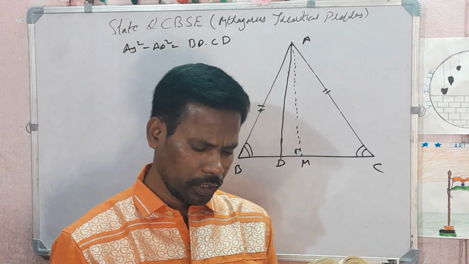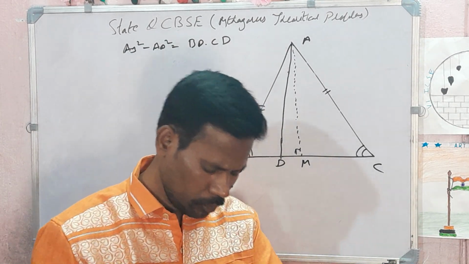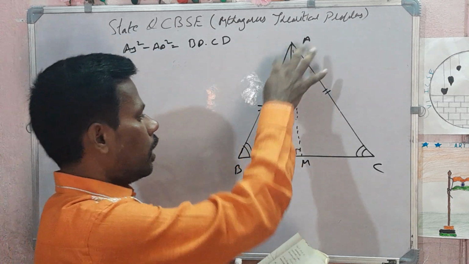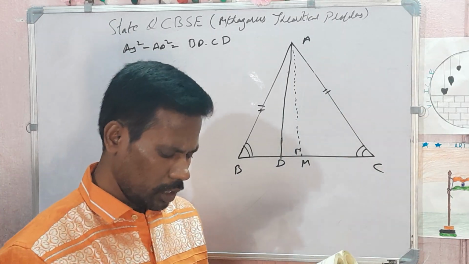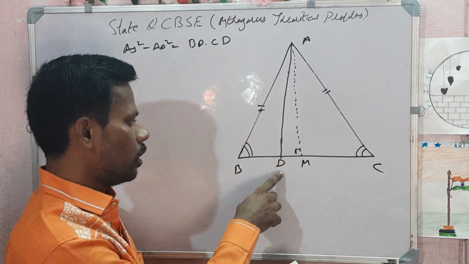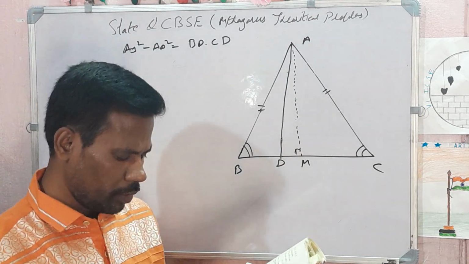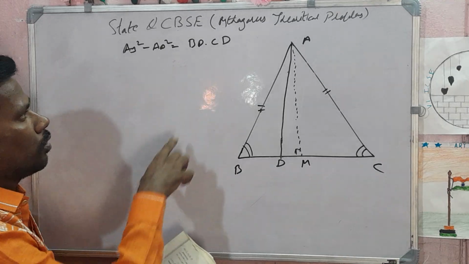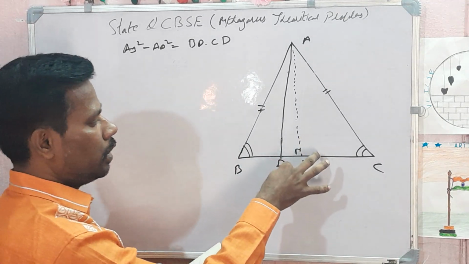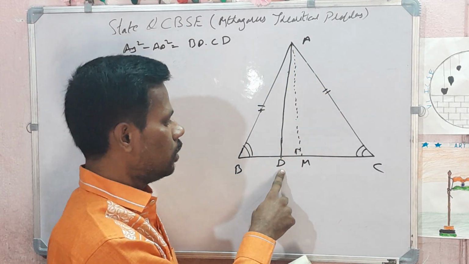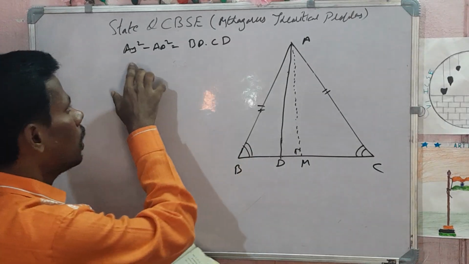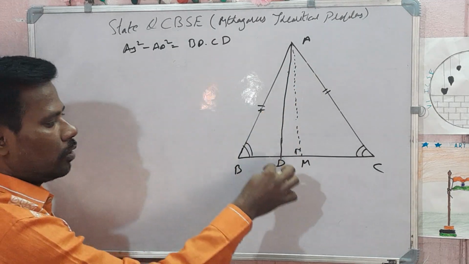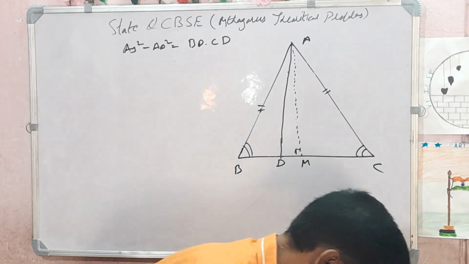Let me read out the question. ABC is a triangle in which AB is equal to AC, and D is any point on BC. Prove that AB square minus AD square is equal to BD into CD. How will you do this one?